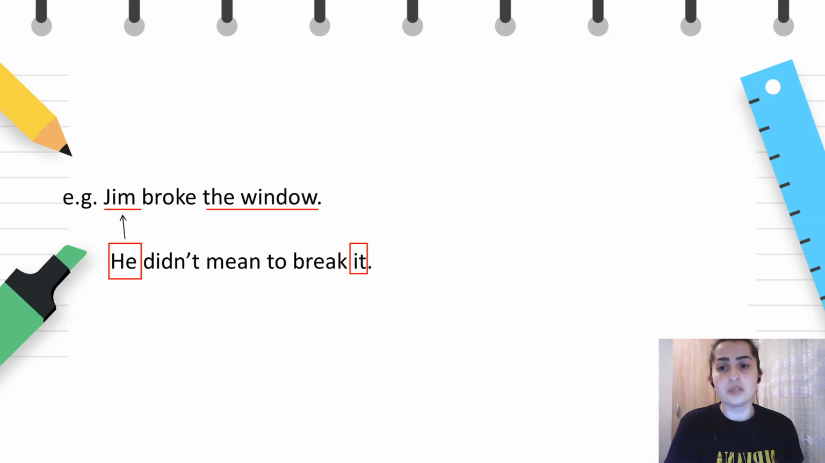So, the words he and it were used instead of Jim and the window. He was used instead of Jim. It was used instead of the window.